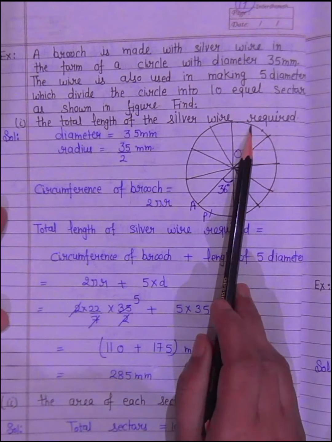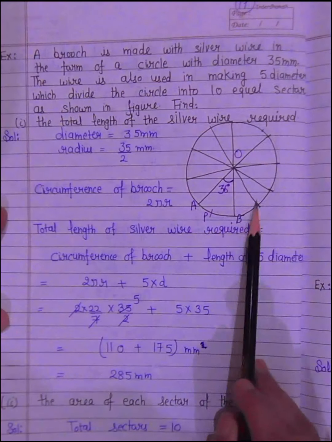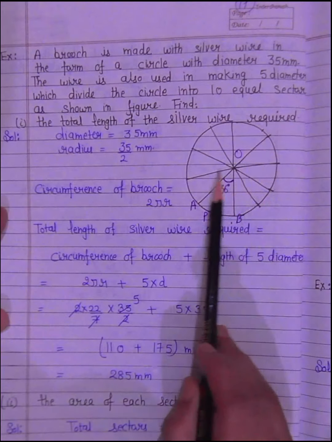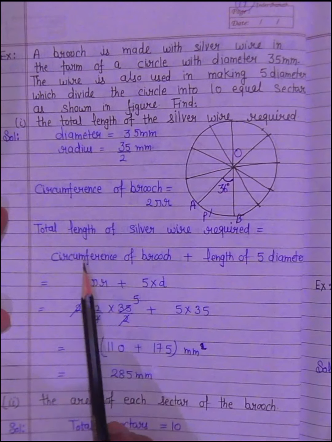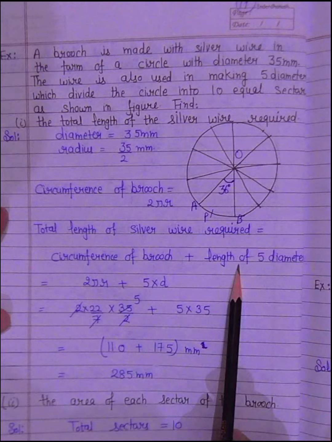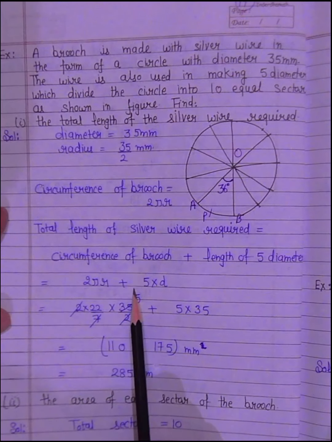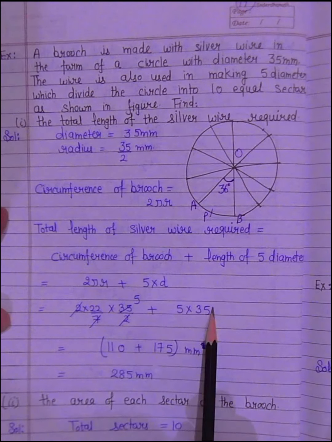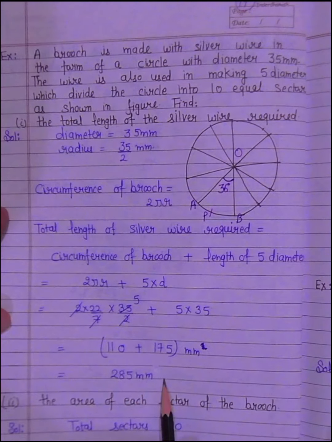Now the silver wire is used to make the circle. It means we will find 2 pi r, and there are 5 diameters. So the total length of the silver wire required will be the circumference of the brooch plus the length of the 5 diameters. 2 pi r plus 5 into d. Put all the values. We will get 285 millimeter.